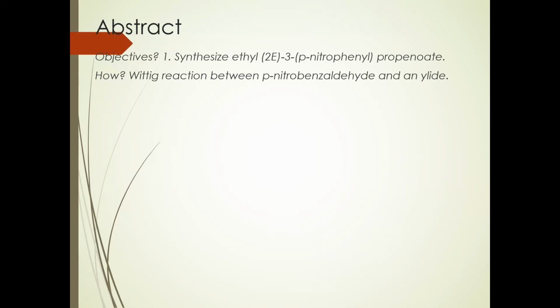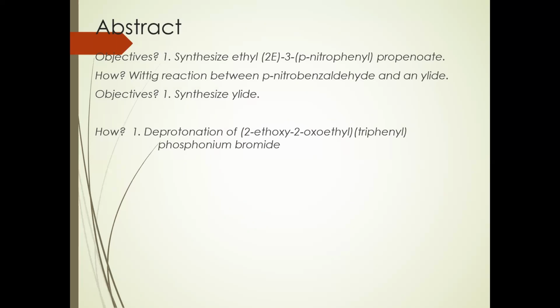Again, in the abstract, we are specific. So you would give the name of it: synthesize ethyl 2E-3-p-nitrophenylpropenoate. You can use something like ChemSketch to give you the name. So if you have problems with that, let's see, yeah, this is the name for the right one. How are we doing this? By a Wittig reaction. And again, we name the compounds, the benzaldehyde and the ylide.